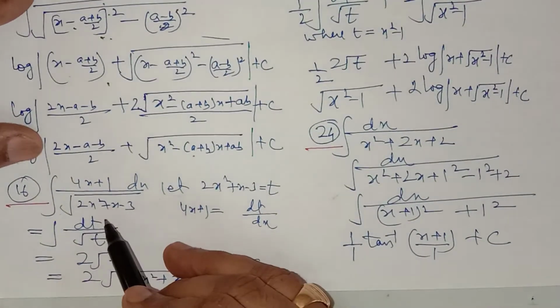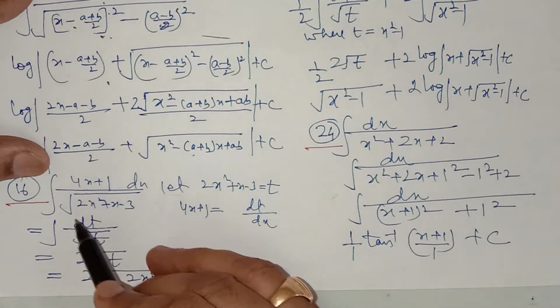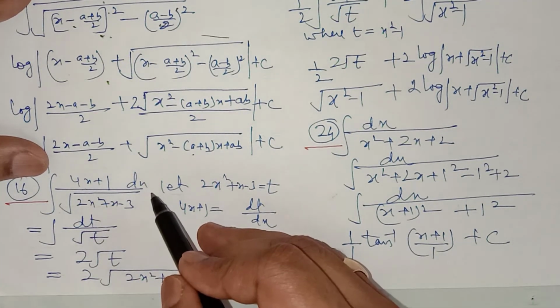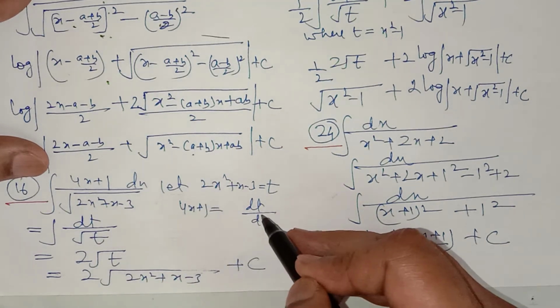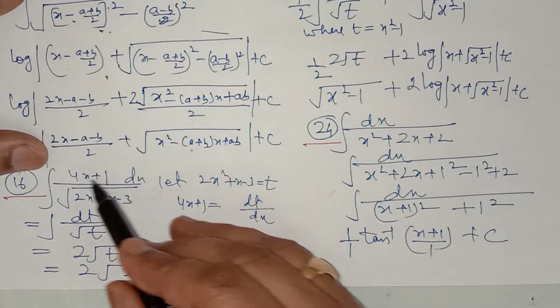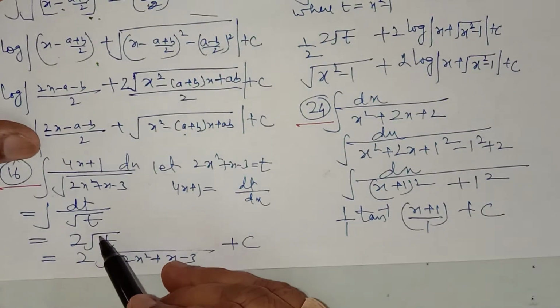Question number 16 is very simple. It is (4x plus 1) upon under root 2x square plus x minus 3. Let 2x square plus x minus 3 be equal to t. 4x plus 1 will be cancelled out when you replace the value of dx, which is equal to dt upon 4x plus 1. So when you replace dx, this will be cancelled. So it will be only 1 upon root t, and you can integrate it.